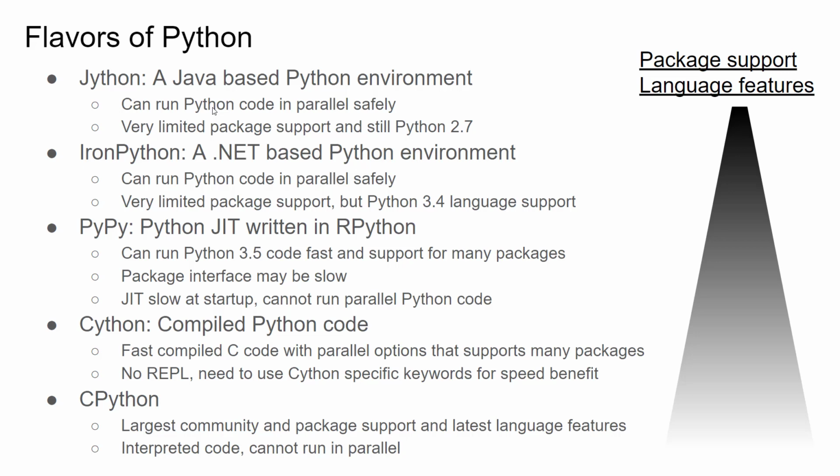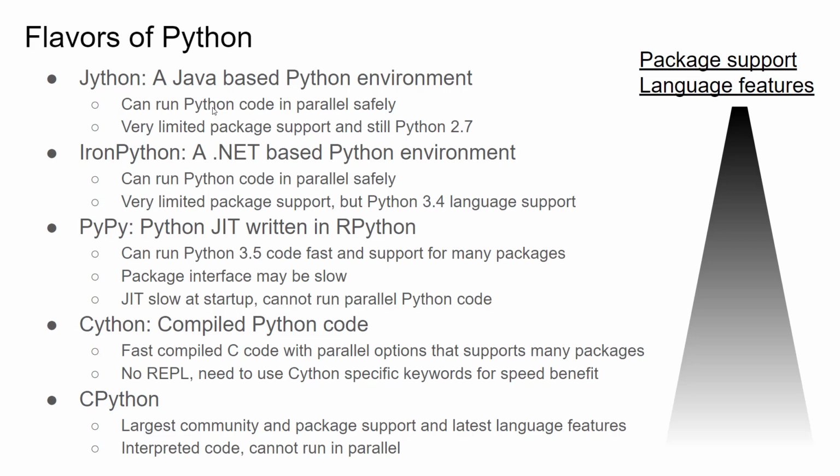And next we have, with more language features, IronPython, a .NET-based Python environment. It can also run Python code in parallel, but it has limited package support, and while it's Python 3, it's still Python 3.4, so it doesn't have a lot of the newer language features that we've seen, everything from 3.6 up.